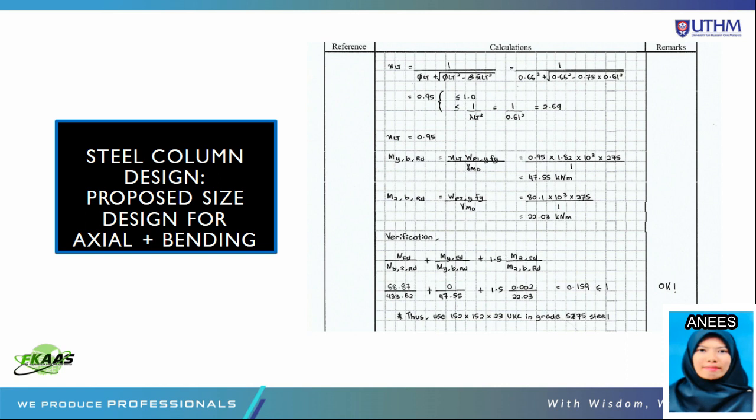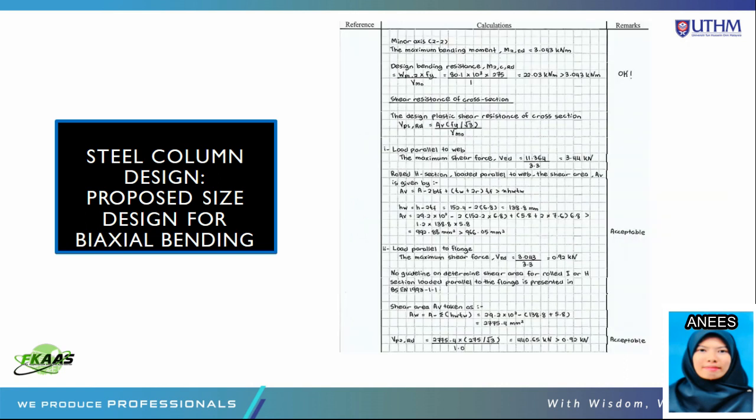Lastly, we calculate the proposed size design for biaxial bending, and firstly we calculate the maximum bending moment, which is MZED. The answer is 3.043, and then we design bending resistance, so we get the answer 22.03, which is good because it is greater than the maximum bending moment. And then we calculate the shear resistance of cross section, and lastly the answer is acceptable for load parallel to flange.